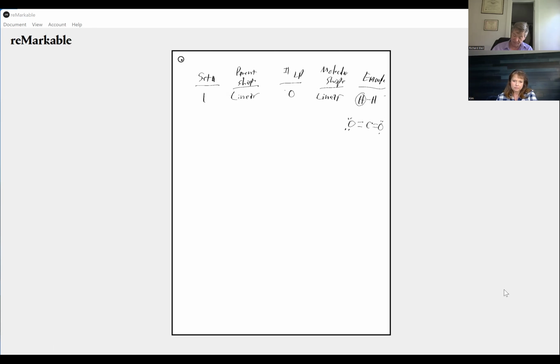Carbon dioxide. It's pretty obvious what the central element is. The central element obviously is the carbon right in the middle. We could talk about the oxygens as one of the central element, but we're going to choose carbon. How many things are trying to arrange themselves around the carbon? Well, there are no lone pairs on the carbon. There's only two atoms, and those atoms are oxygens. This is set number 2.